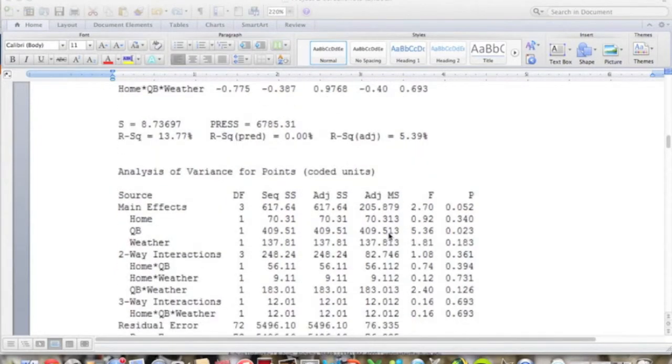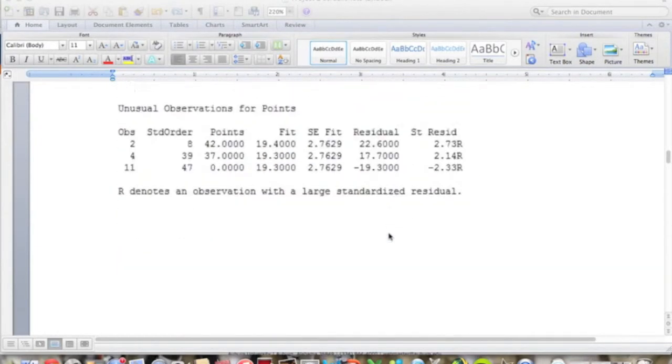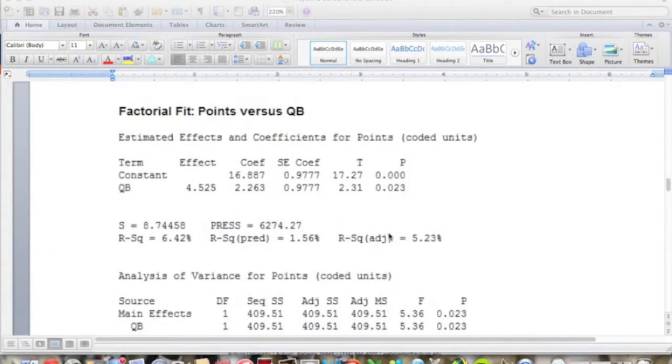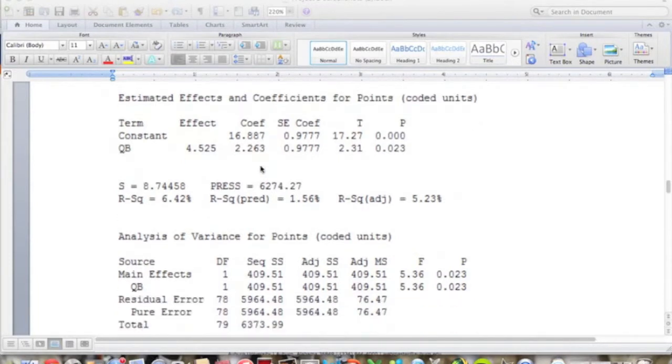So we ran the analyze again with just points versus the starting quarterback versus non-starting quarterback. And we looked at the R squared predicted, which is if we had 79 replications and we were looking for the 80th, this is the probability that we'd be able to get the right number. And it went up when we did this, which is expected.